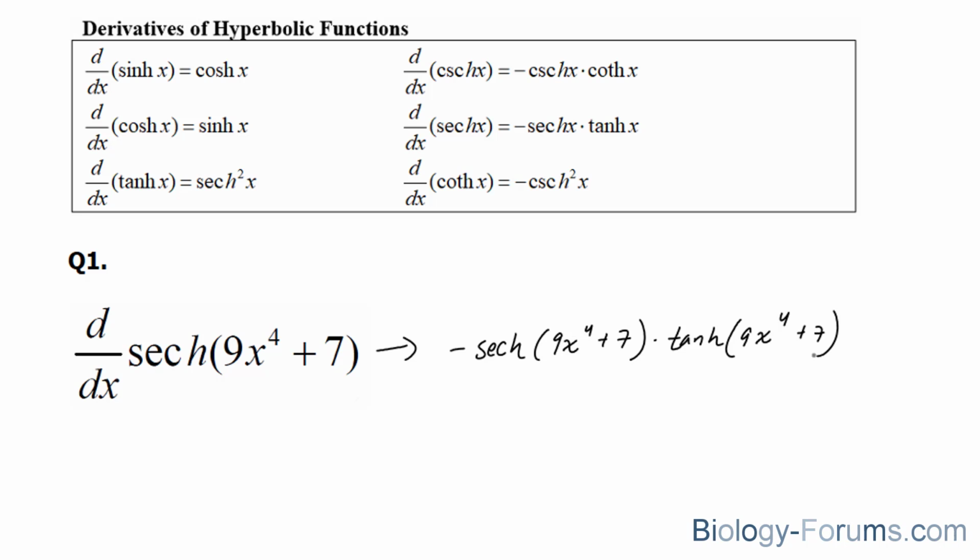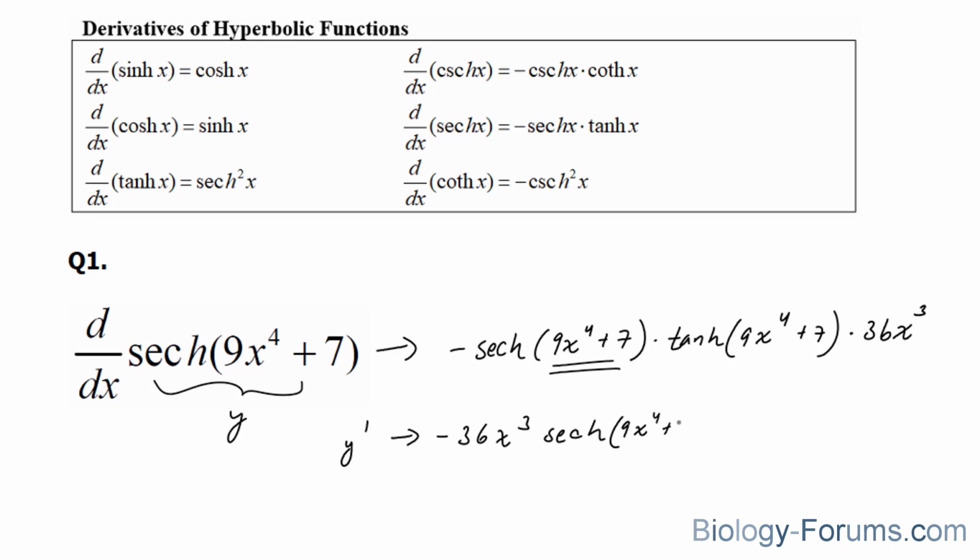And we don't stop there. We will find the derivative of this, and we're going to use the power rule. We're going to bring this 4 down, multiply it by 9, and then subtract 1 from the exponent, which gives us 36x to the power of 3, and the derivative of 7 goes to 0. So we can rewrite this, and let's set this to y. Y prime is equal to 36x to the power of 3 times negative secant h of 9x to the power of 4 plus 7 times tangent h of 9x to the power of 4 plus 7, and there it is.